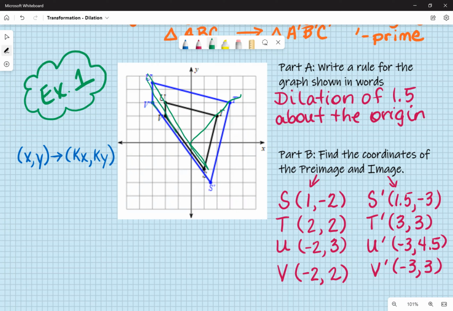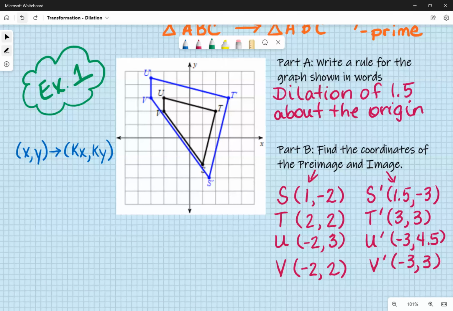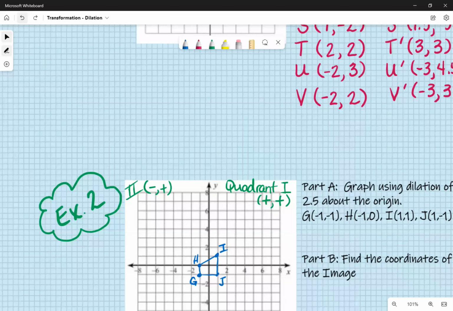And as you can see, where's that center? The center is going through the origin. So that's the easiest way that you can figure out this part. When it's asking you to be descriptive, you want to tell not only the scale factor, but you want to tell, well, where exactly is the center? Is it going to be going through the origin or elsewhere? Let's move on to example 2.